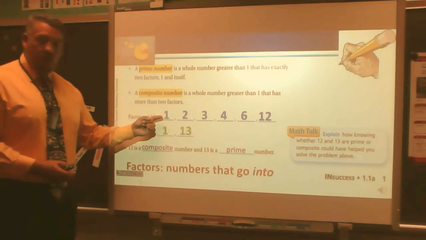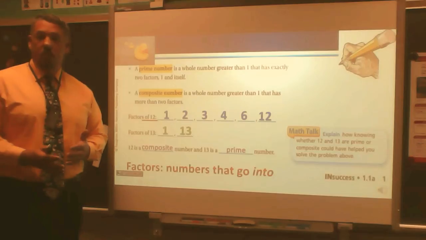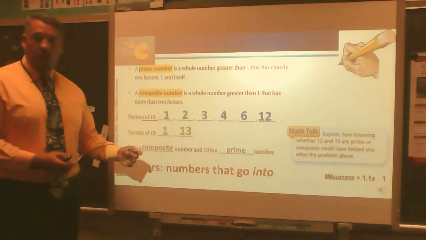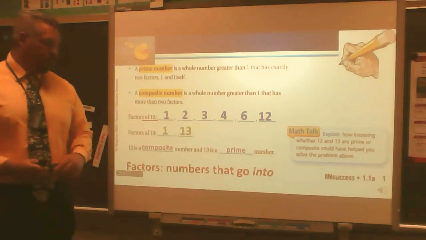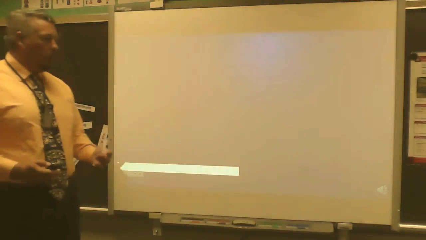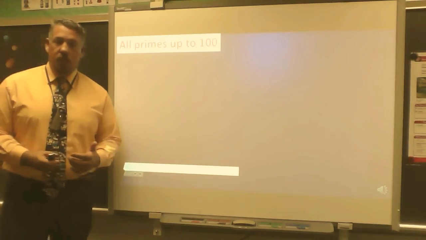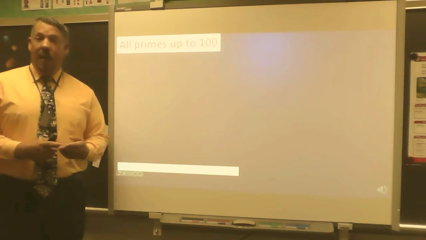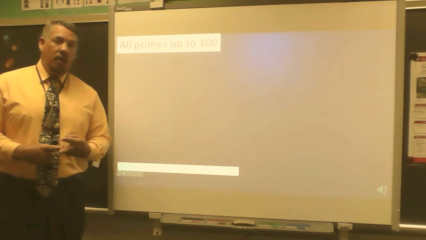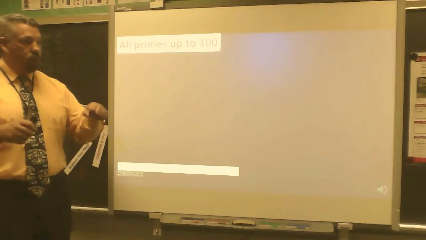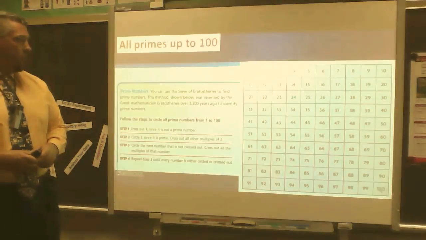So a composite number has more than 2 numbers that go into it, or more than 2 factors, and a prime number only has 2 factors. Now, we're going to spend some time, and this is going to take a little bit. I would advise you to get a pencil and a highlighter. And if you don't have your own highlighters, then my highlighters are over here in this carrying case, in one of those cups.